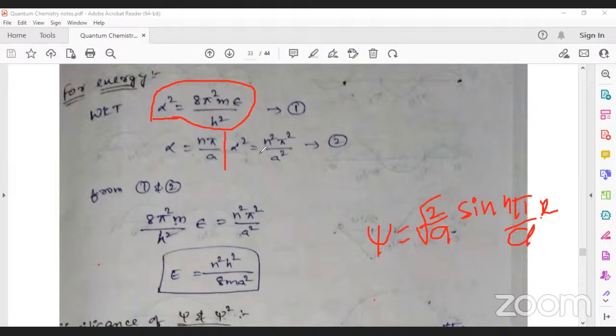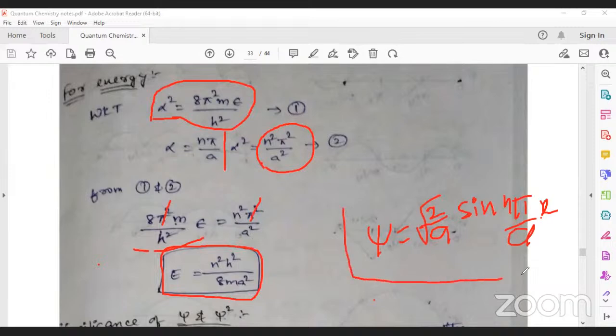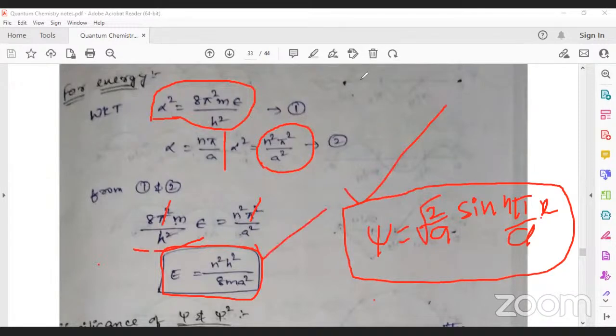Therefore, alpha square is equal to n square pi square by a square. From these two equations, the left hand side, alpha square, is the same. Therefore, we equate the right hand sides, that is 8 pi square m by h square into E is equal to n square pi square by a square. This pi square gets cancelled. Therefore, E is equal to n square h square by 8ma square. This is the energy of the particle and this is the wave function of the particle. These are the two solutions for a particle in a one-dimensional box.